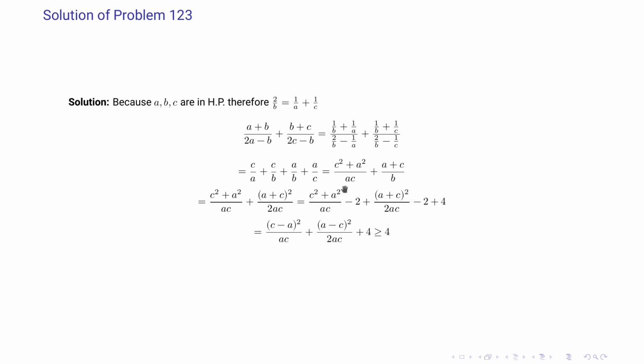Now what we can do is, this is easy. This remains (C square plus A square) by AC. For this term, we substitute B is equal to 2AC by (A plus C). So this becomes (A plus C) whole square by 2AC. Now we subtract 2 here, and we add plus 4 to maintain the balance. So this becomes (C minus A) whole square by AC and (A minus C) whole square by 2AC. Now these two terms would be greater than 0. So when we add this to 4, this whole thing will be greater than or equal to 4.